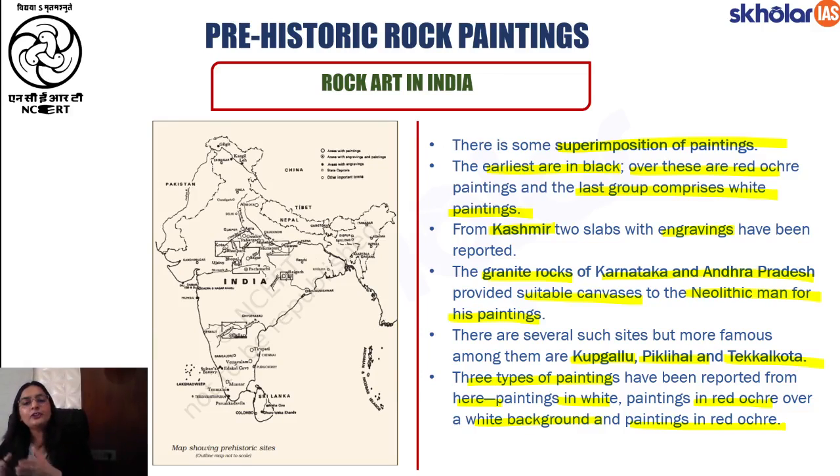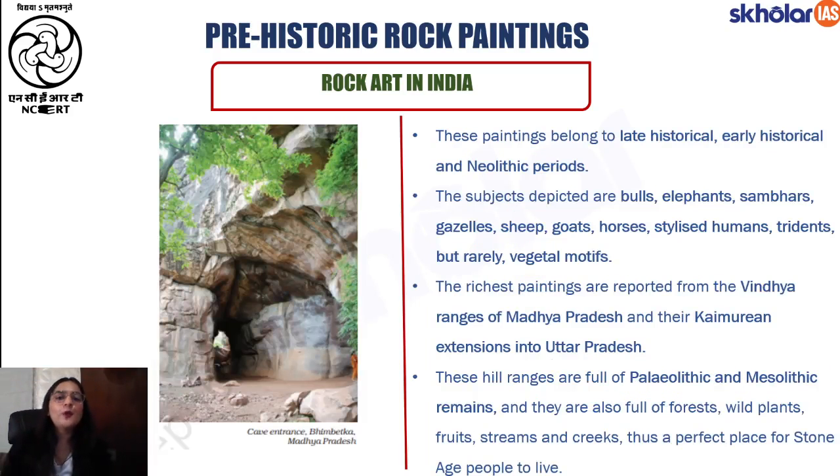So in whatever we have discussed so far about the paintings of Karnataka and Andhra Pradesh, we learn that 3 categories of paintings were found, wherein there were white paintings, then there were certain paintings which were created in red ochre but the background was white, and then there were certain paintings which were just made by the red ochre color. Now students, let's move on to the next slide.